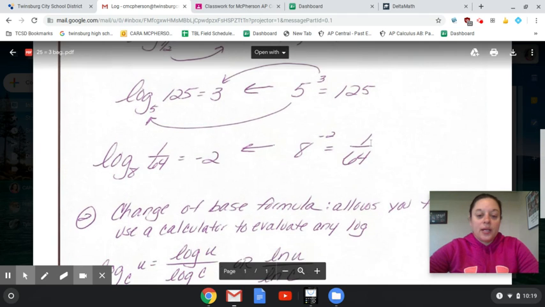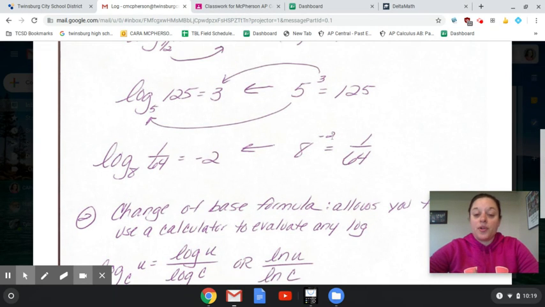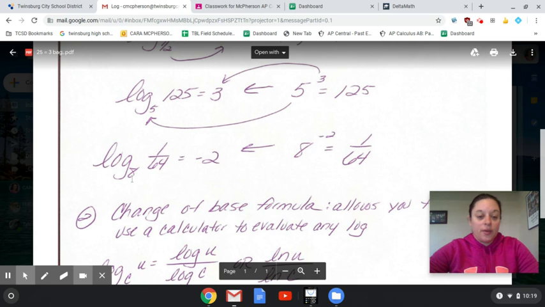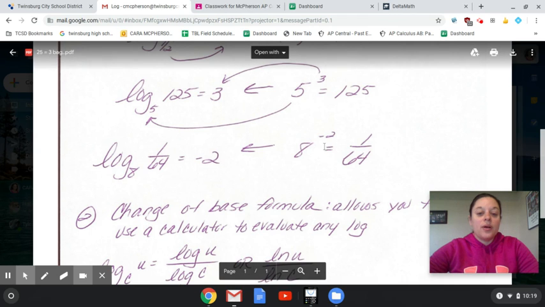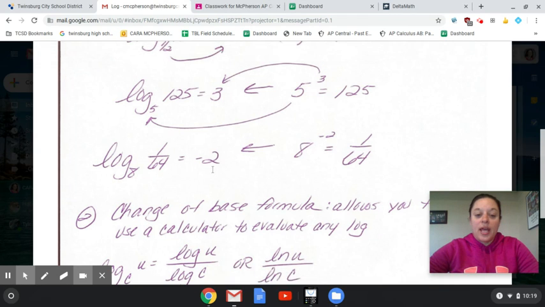Looking at this one, kind of doing the same thing, 8 to the negative 2 power. We know negative exponents move things to the denominator, equals 1/64. So your base 8 is going to be the base of the logarithm. Your 1/64 is going to be the big number of the logarithm. And then it's going to equal the exponent in the statement. So negative 2 is going to be what's on the other side of the equal sign.